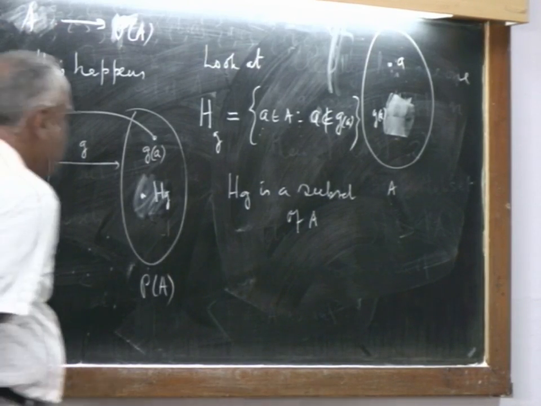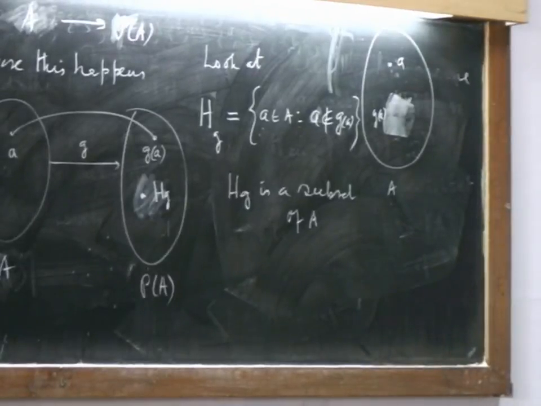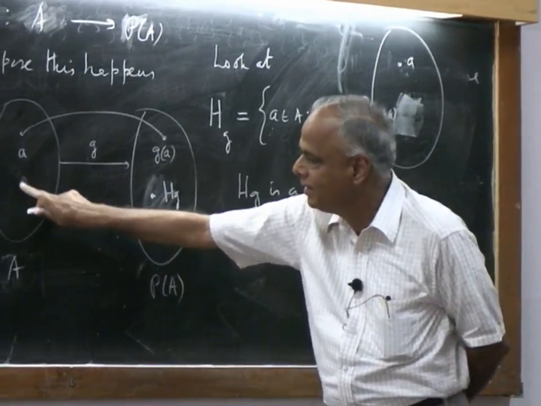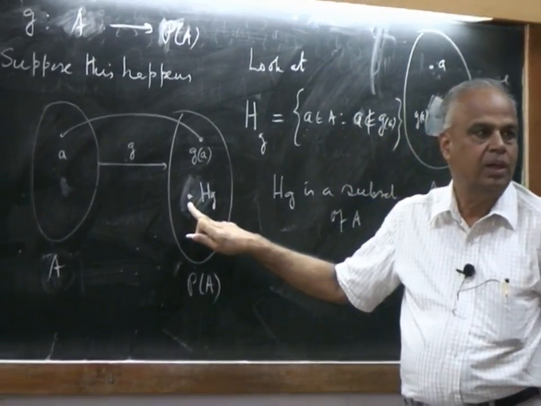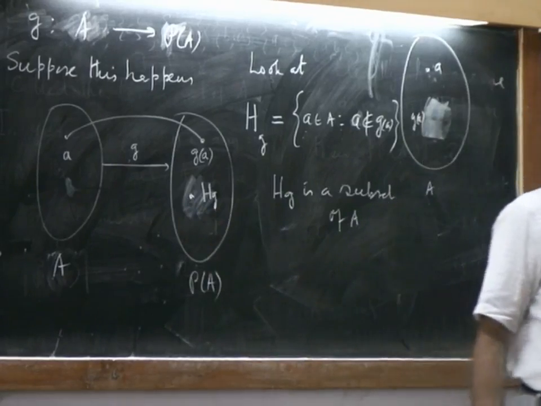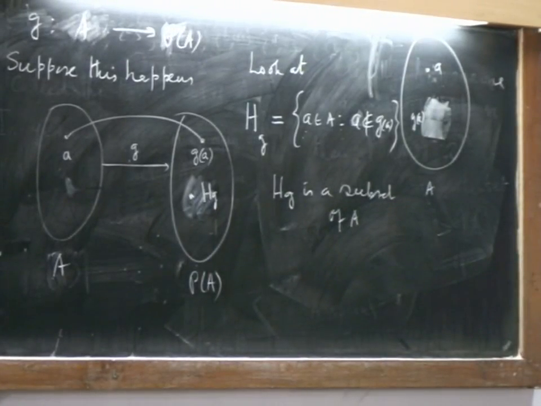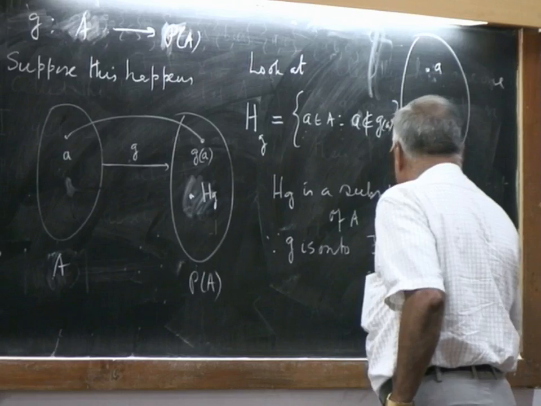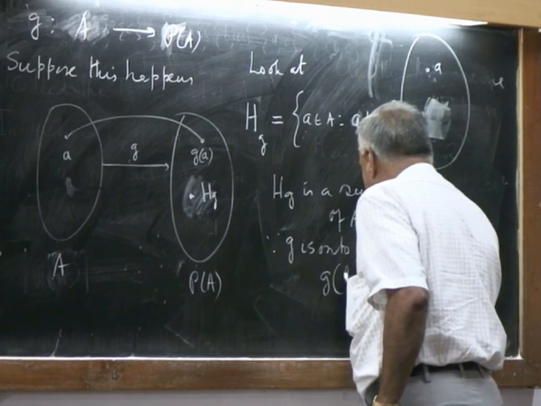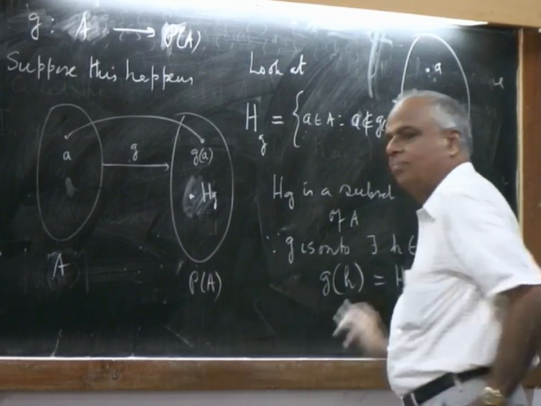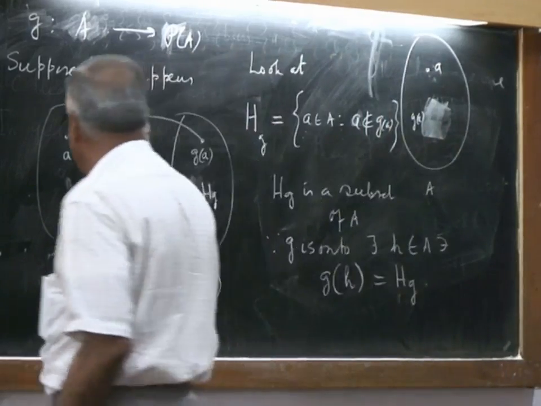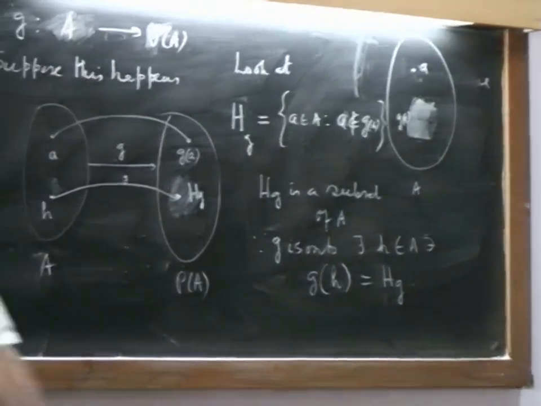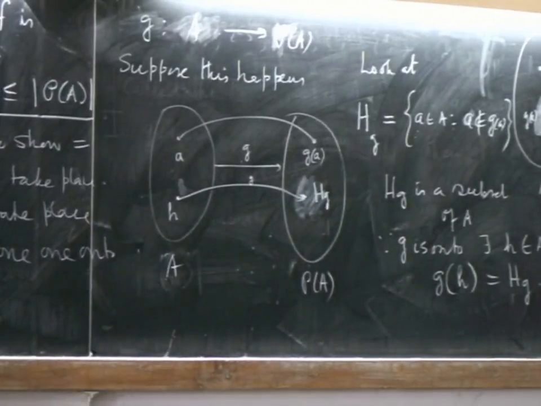right. Now, what happens? The map G is onto, and therefore, some H here must come and get mapped to HG, because G is onto, every fellow has a pre-image. So, because G is onto, there exists an H in A such that G of H is Hg. Okay. So, there is an H here who must get mapped to Hg under G, and now that leads to a contradiction.